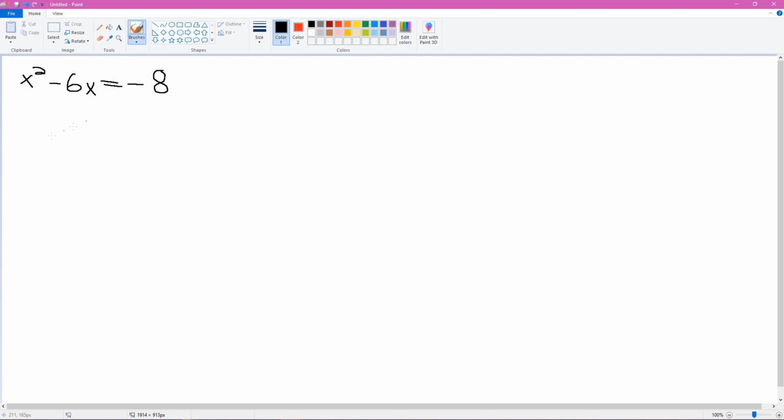The first thing we have to do is move the -8 to the left side, so that way it's with the rest of the equation, not off by itself over here. So we'll do that by adding 8 to both sides, and that'll give us x squared minus 6x plus 8 equals 0.